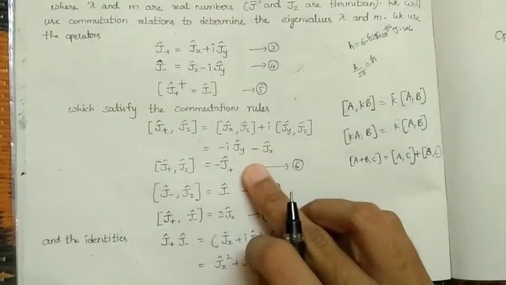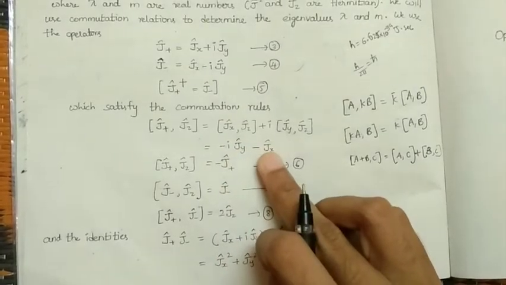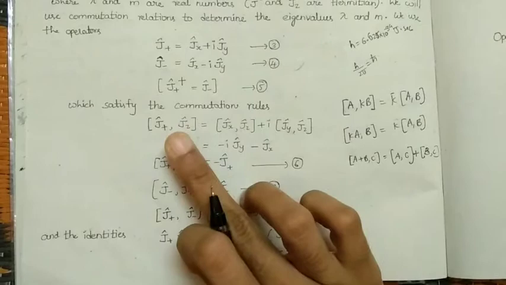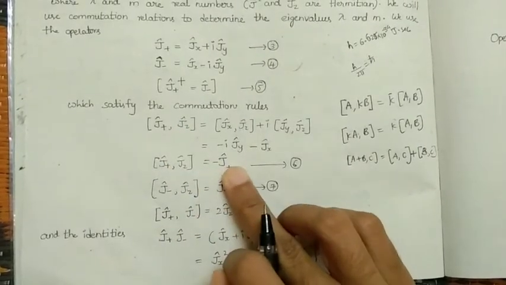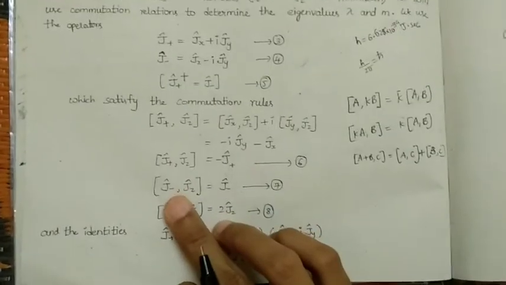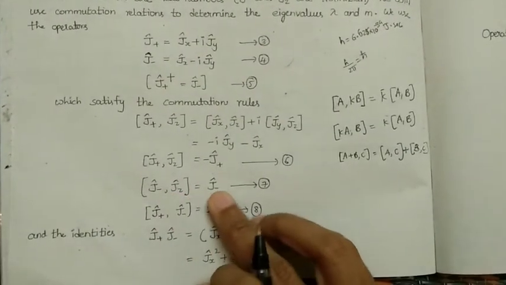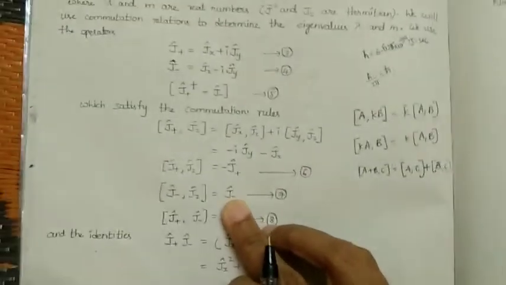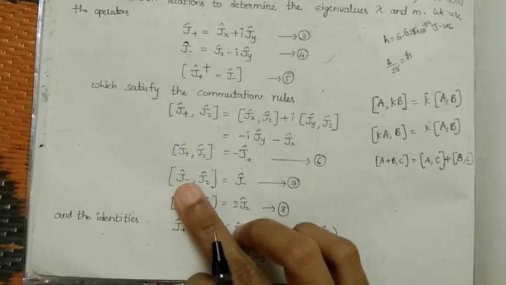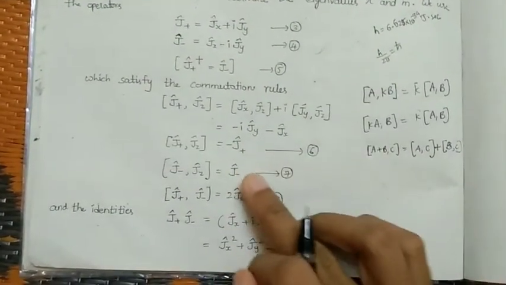So overall, if we take minus as common, we would get Jx plus iJy, that is J plus. Thus the commutation of J plus, Jz is minus J plus. In the same manner, if we do the commutation of J minus, Jz, we would get J minus. Substituting Jx minus iJy in the place of J minus and applying commutation rules, again we would get this.